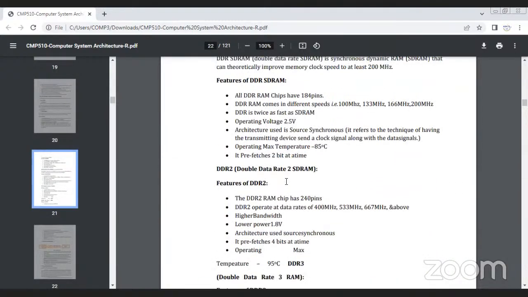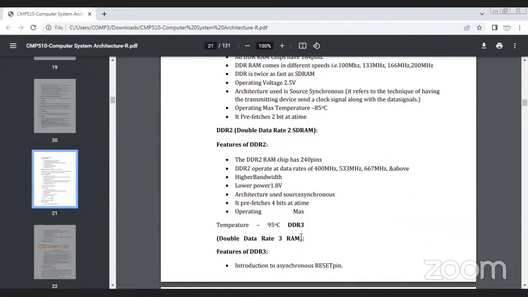DDR RAM. DDR has 240 pins, higher bandwidth, lower power. Architectures use synchronous. It prefetches 4 bits at a time. Operating is a max.